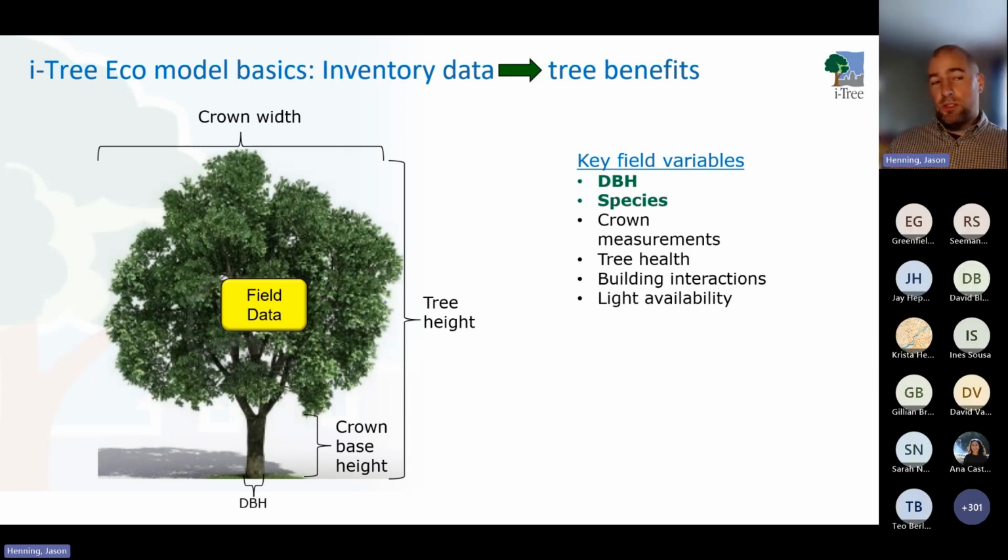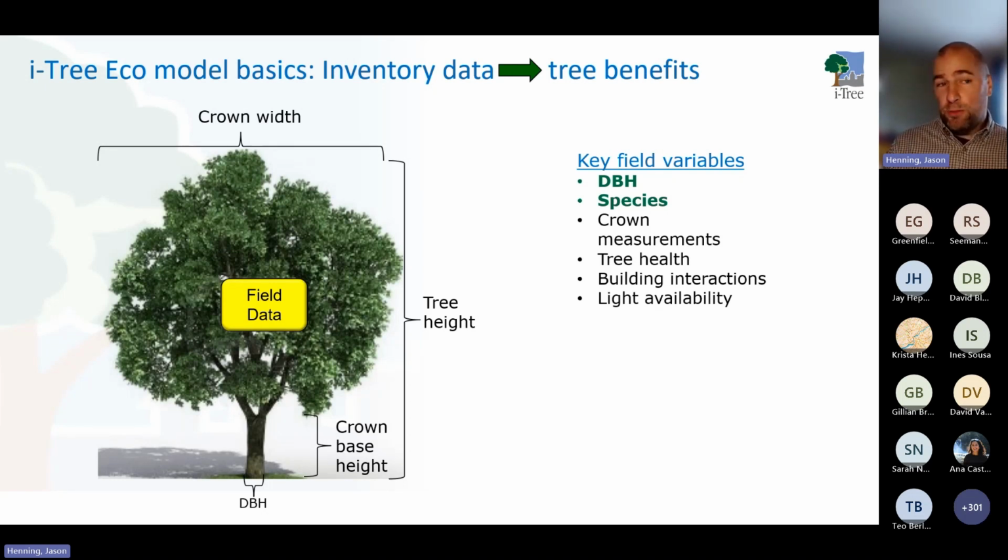So when you start to do an iTree project, if you're working with any of our individual tree-based tools, you have to provide some measurements, some data about those trees. At the very least, you have to provide DBH and species, and you'll see this across all of our individual tree-based tools. Those 2 variables: DBH, that's the diameter at breast height, the diameter of the trunk at 4.5 feet above the ground, and the species of the tree.